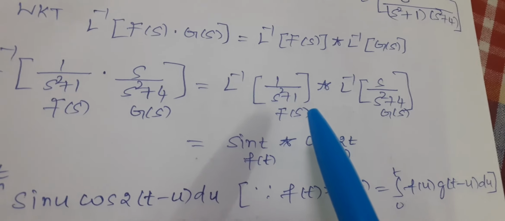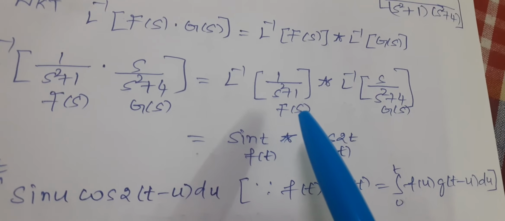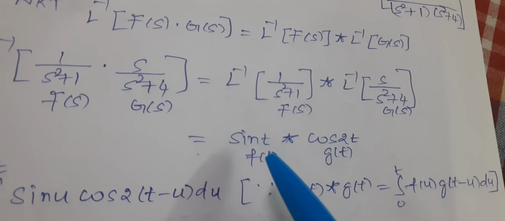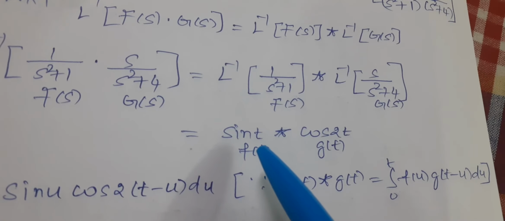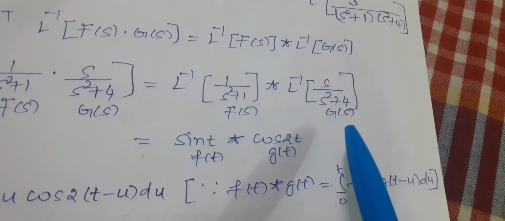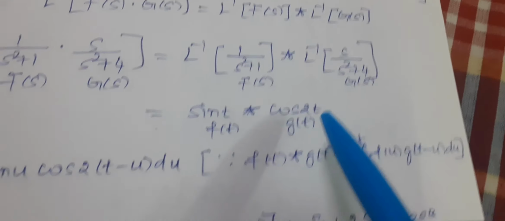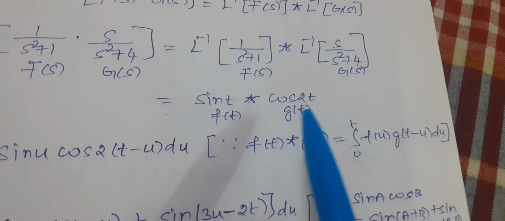So 1 by s square plus 1. What is the formula? A by s square plus a square. Here a value is 1. That is sin at, so that answer is sin t. Here s by s square plus a square, what is the formula? It is cos at. Here a value is 2, so cos 2t. Here f of t star g of t.